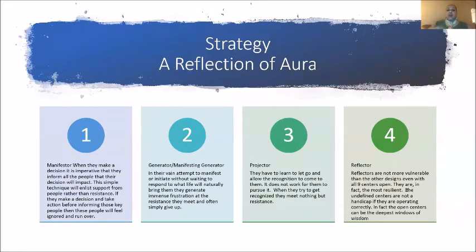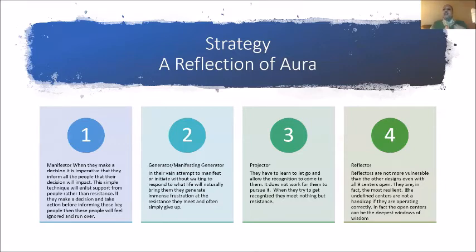Going back to the strategy, which is a reflection of your aura, right? And let's give a little bit about what not self would be. So manifestors, when they make a decision and they're going to do something, they need to inform. They need to know who they're going to impact by their actions and tell those people. And what they get from that is literally a clearing of the way. They're going to get the support of those people rather than resistance.